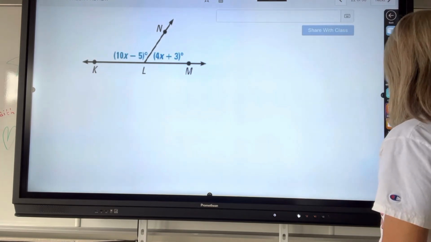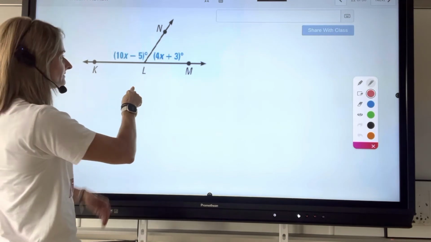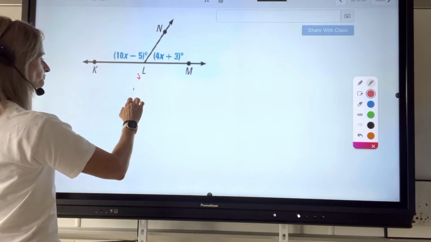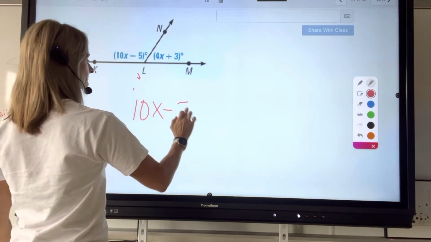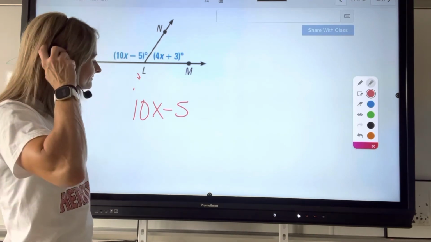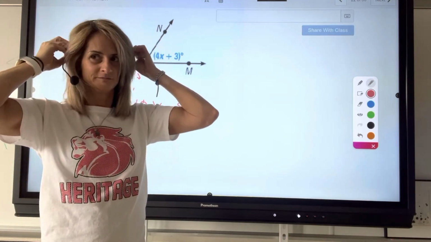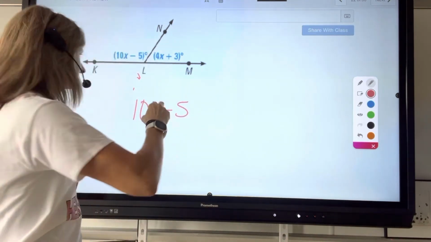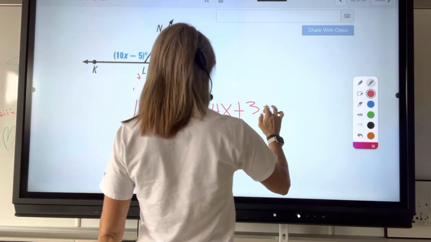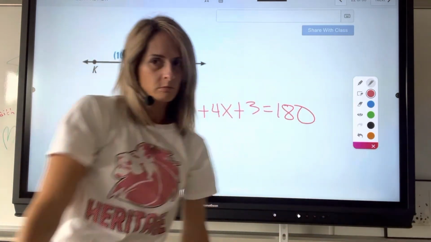What about this one? This is a straight line, which is how many degrees? 180. So (10x minus 5). Okay, Thomas, tell me the rest. Plus 4x plus 3 equals 180. Boom!